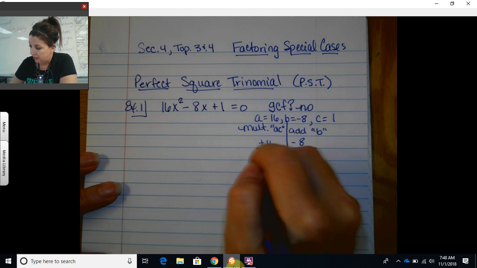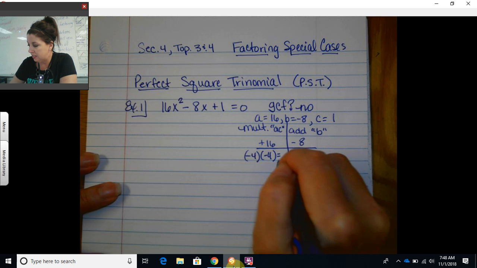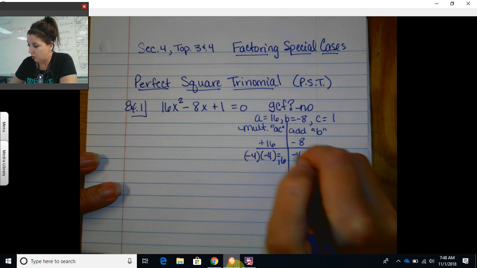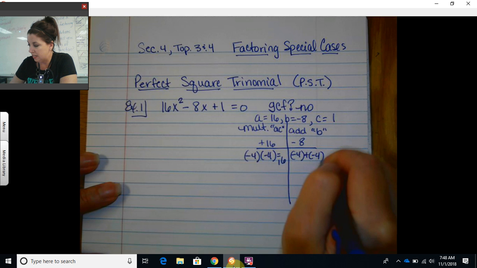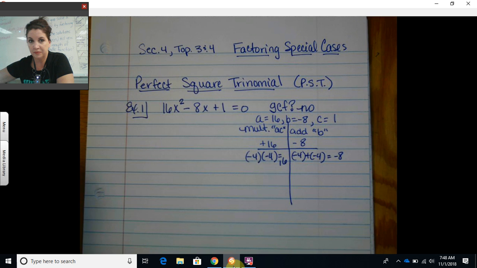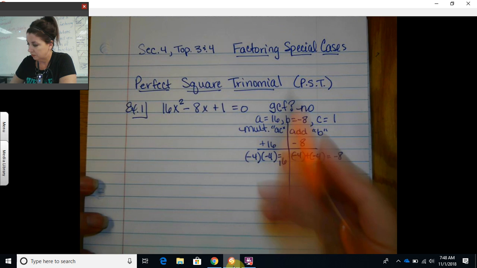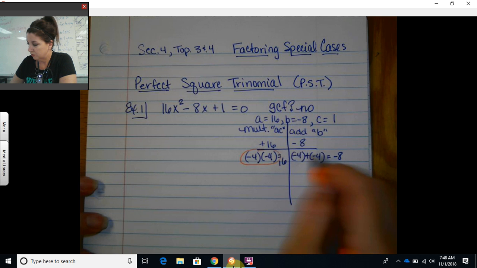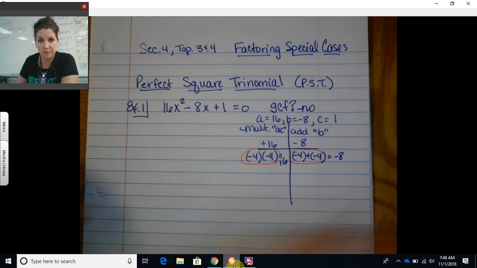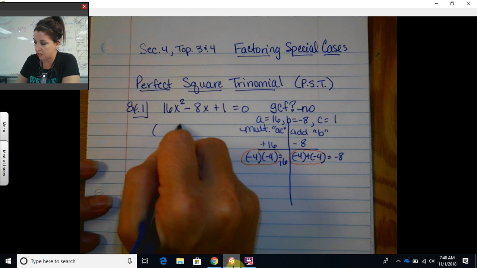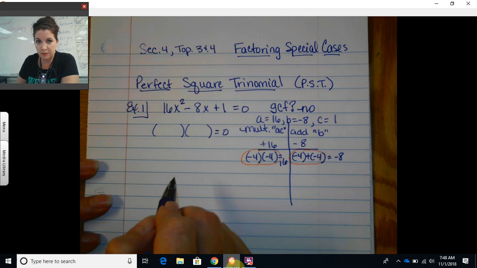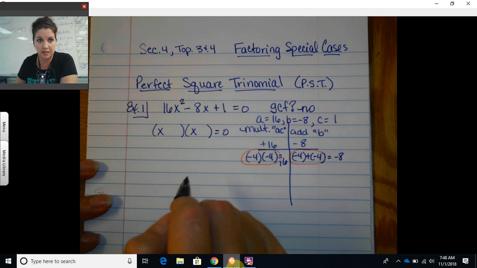All right, let's try that. Negative 4 times negative 4 is positive 16. And negative 4 plus negative 4 is negative 8. So that works. So I'm going to make myself two sets of parentheses. I don't have a greatest common factor to put on the outside. The variable they're using in the problem is x, so that's going to be the first term of each set. The second term comes from the t-chart.